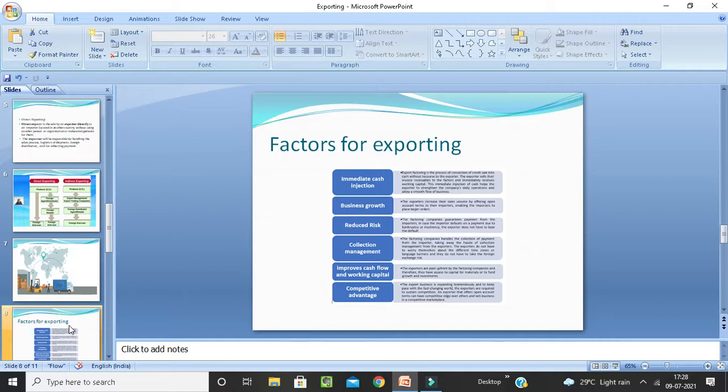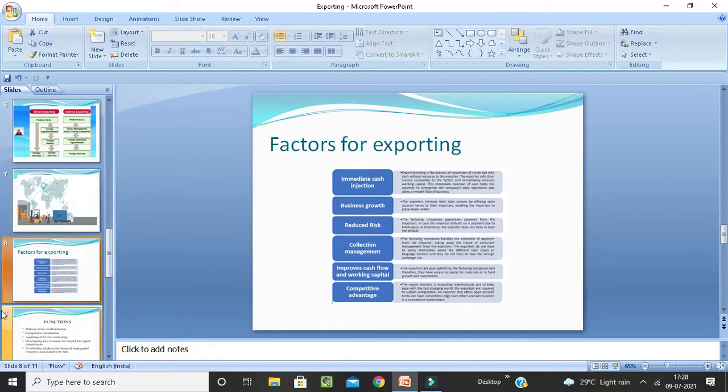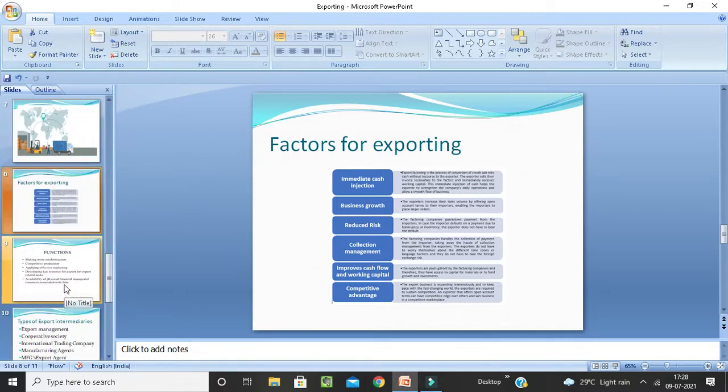Next one, collection management will be there. Certain terms, and once we are following the terms and conditions, the management, the collection of the cash, either in the form of debit, credit, check, online trading, whatever it may be, everything will be managed in a sequential way. Then improves cash flow and working capital. Then the last one is competitive advantage. So it is a proper chain where it is manufacturing and utilizing the goods in a proper way.